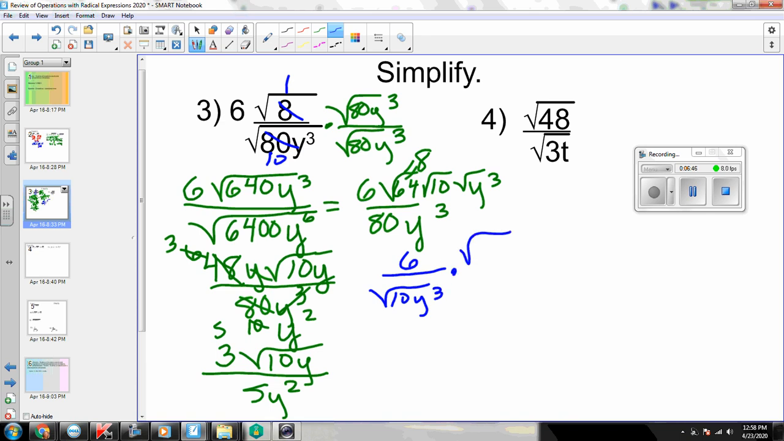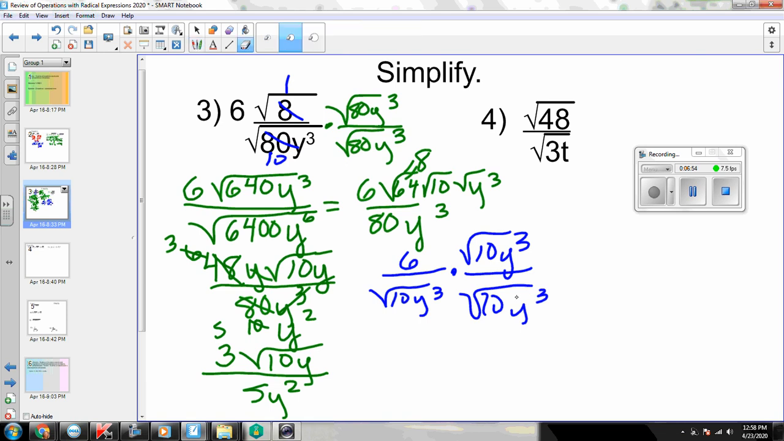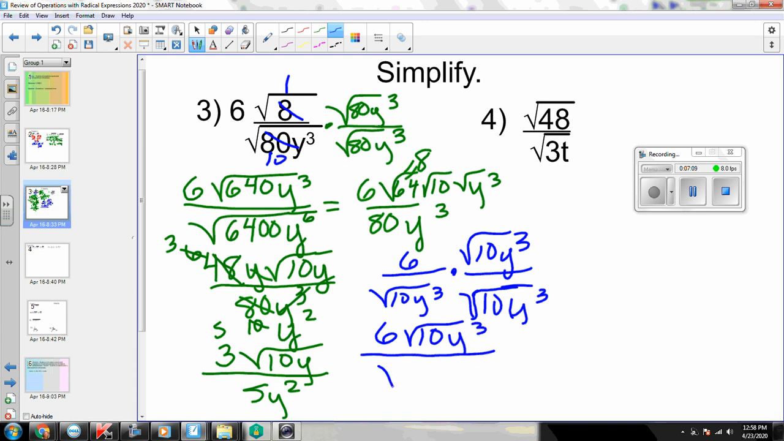Then I could rationalize the denominator by multiplying by radical 10y to the third over radical 10y to the third. My writing's getting a little sloppy there, so let me fix this. Okay, so when I do that, I'm going to have 6 radical 10y to the third over the square root of 10 times 10, which is 100. Y to the third times y to the third is y to the 6. Well, now my denominator is a perfect square. I could take the square root of 100 and get 10, the square root of y to the 6 to get y to the third.